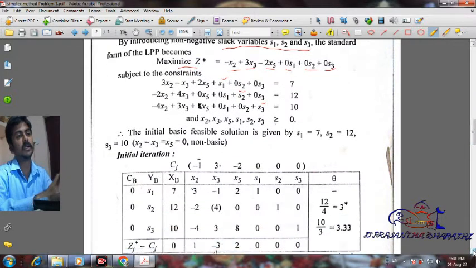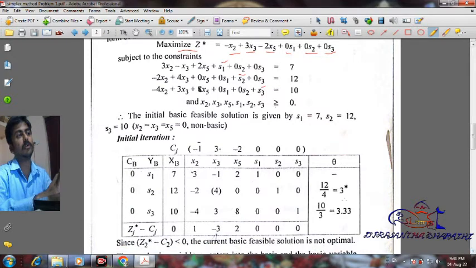After that we write this table, which is called the simplex table. Here in the objective function we have -1, 3, -2, 0, 0 and 0. The values -1, 3, -2, 0, 0, 0 become our Cj, and on the right hand side of the constraints we have 7, 12 and 10. Those values become our xb values.